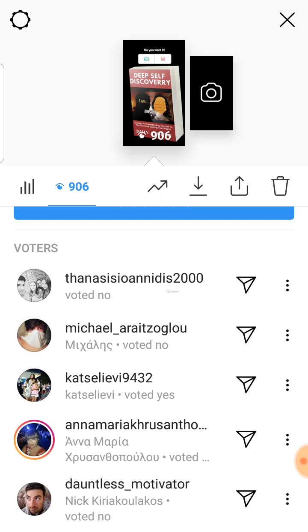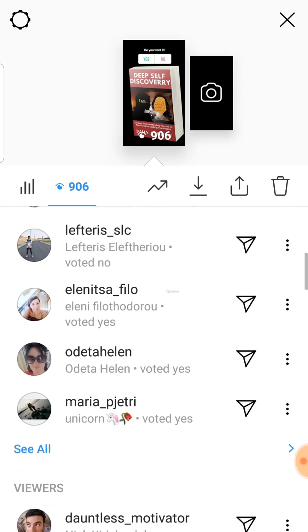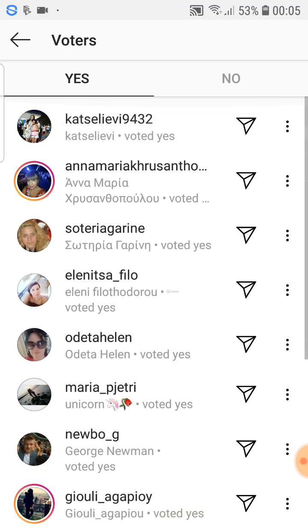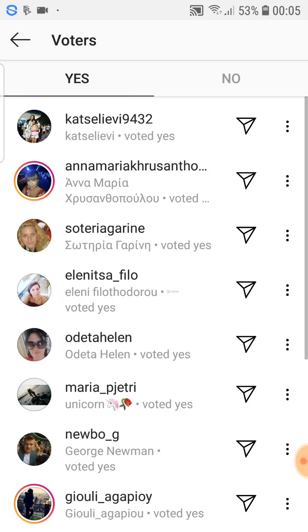It says the first one voted no, yes, yes, no, yes, yes, yes, see all. And you can see here whoever voted for yes and no, as you can see here. So you can actually go to the people that voted yes, and you can get in communication with them, and then you can make a deal, or you can actually sell the products to the people that are interested. And yes, actually that was what I wanted to say about that.